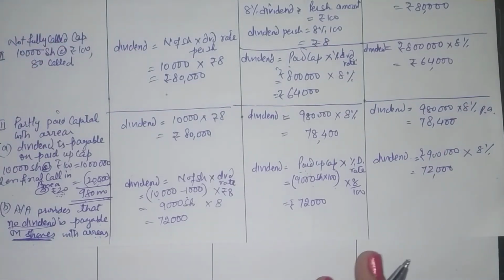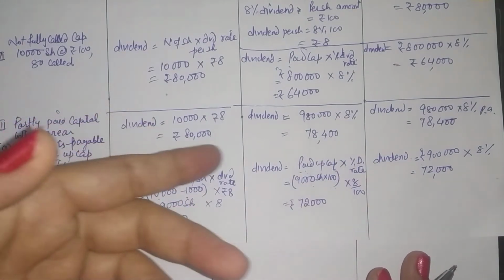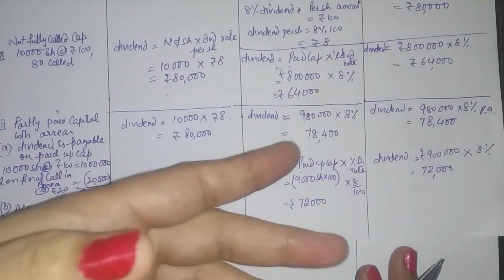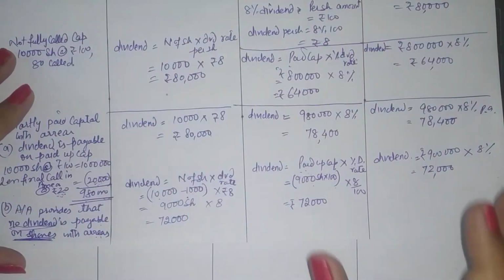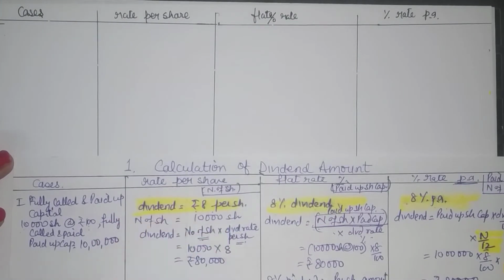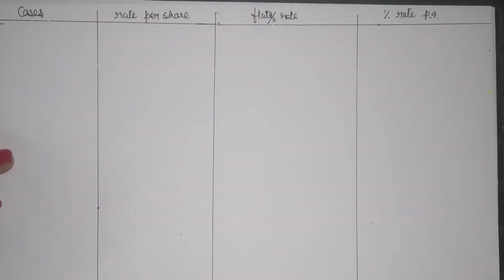Now we will consider a case wherein percentage per annum is going to matter. Now this is going to affect your calculations of dividend. Number one, when you have interim dividend.